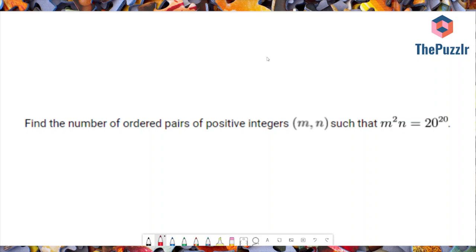When I see this problem, my first thought is that if I isolate n, I get that n is equal to 20 to the power of 20 over m squared. Which means that if I have some value of m, then when I plug in the value of m here, the value of n is going to be fixed. If you were to replace this with some number b, if b equals m squared, then 20 to the power of 20 over b equals n. So for each value of b, or each value of m squared, the value of n is fixed and there's only one possible value.